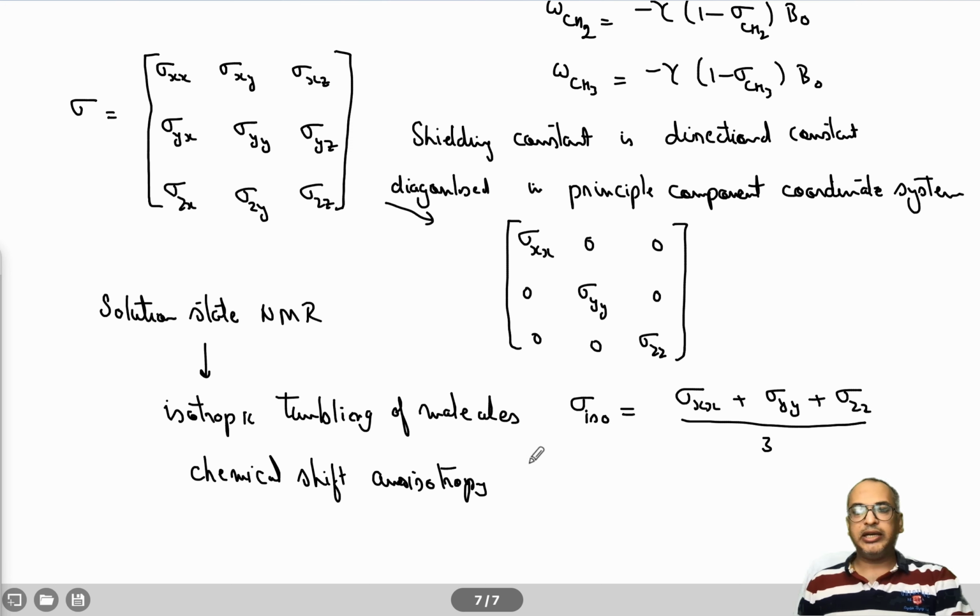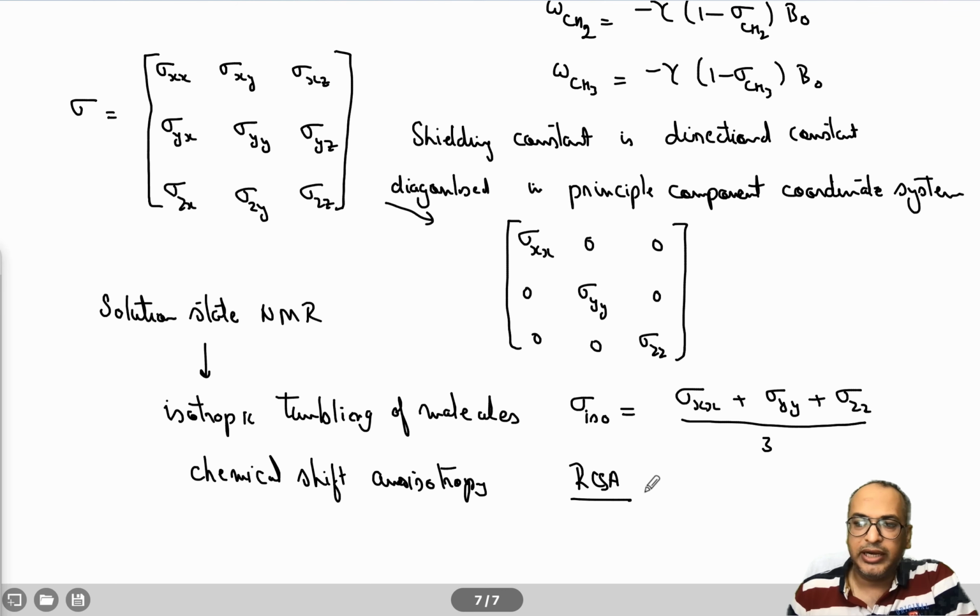So in case of solution state NMR, you can't measure the anisotropy because there is isotropic tumbling of molecules, whereas in case of solid state NMR, you can measure chemical shift anisotropy. Also in case of solution state, if you freeze the motion, so let's say you supply certain kind of viscous solution, you can measure something called residual chemical shift anisotropy. So that is possible. It is called RCSA, residual chemical shift anisotropy. That is possible to measure, but complete anisotropy can be measured only in solid state NMR, not in solution state NMR. Okay.